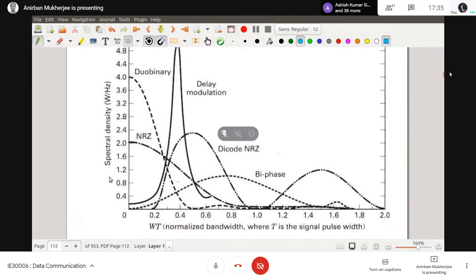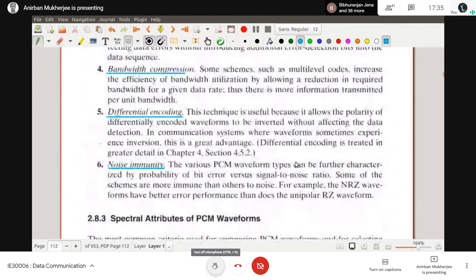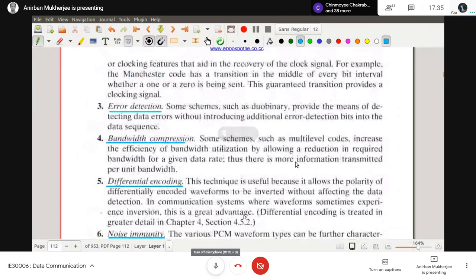Sir. Yes. Okay. Sir, why should it have differential encoding? Pardon? Why should the signal have differential encoding?